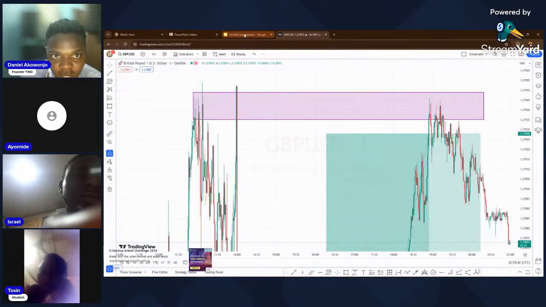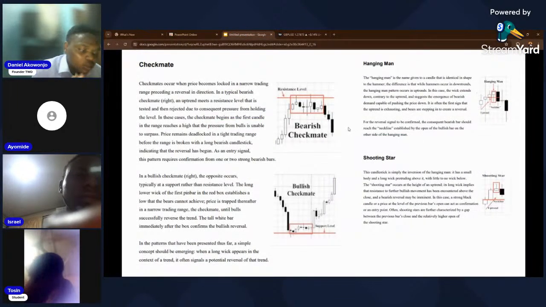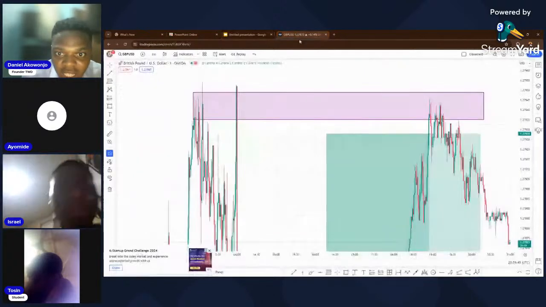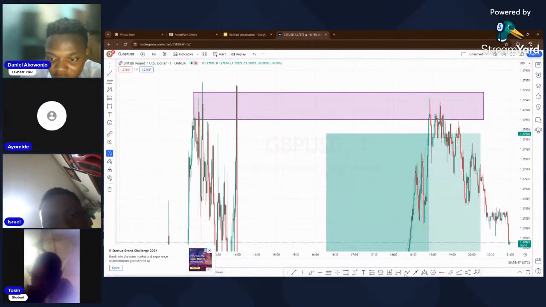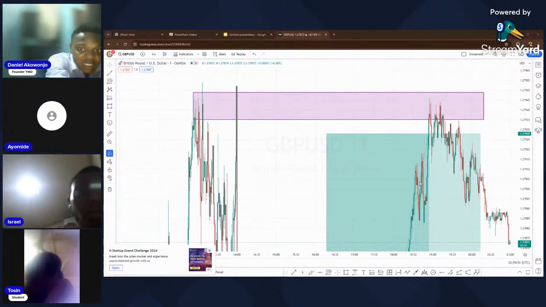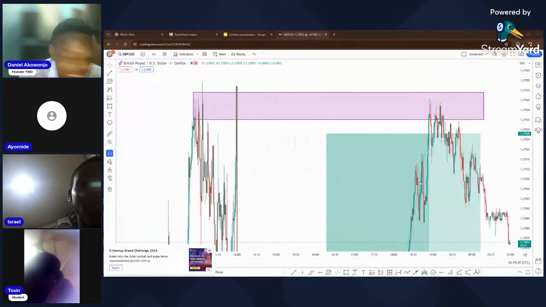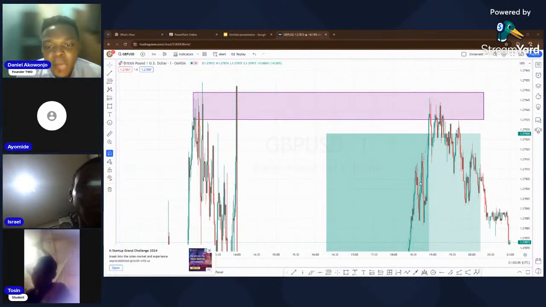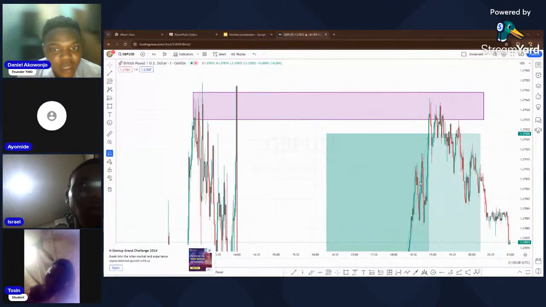A resistance zone can also be called what? I didn't make mention of this during the class. Just take note of this, guys. A resistance zone can also be called a ceiling, as well as a supply zone. Like a ceiling, something preventing something. That's what a resistance zone is called.